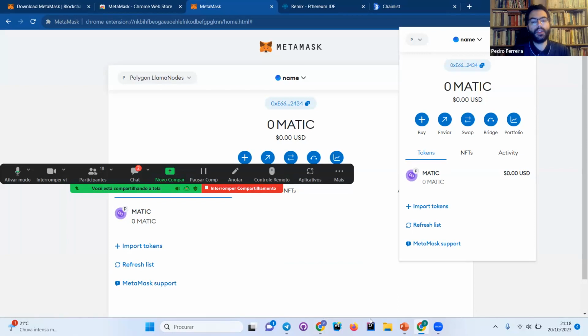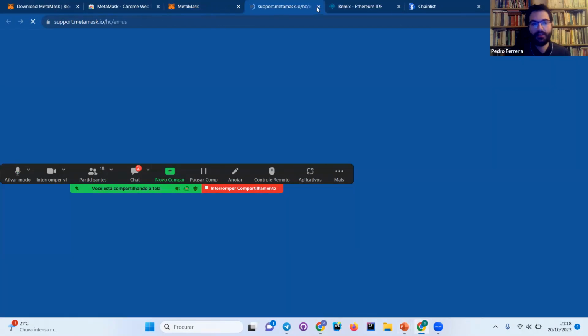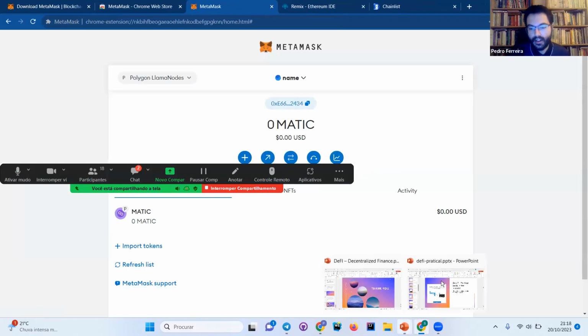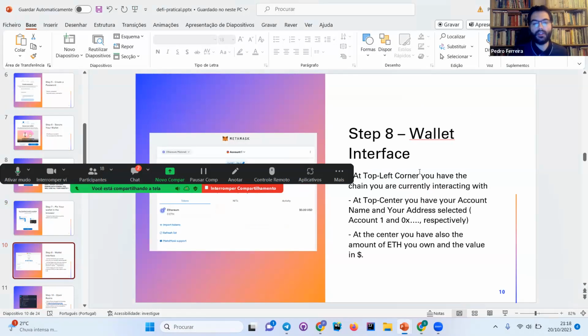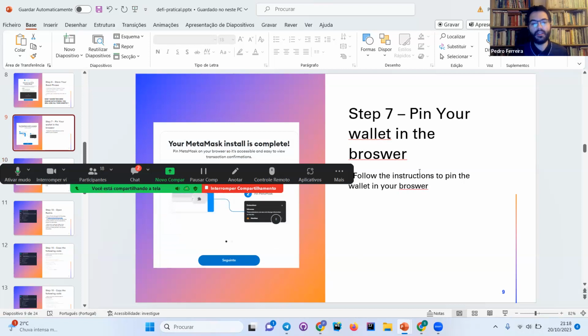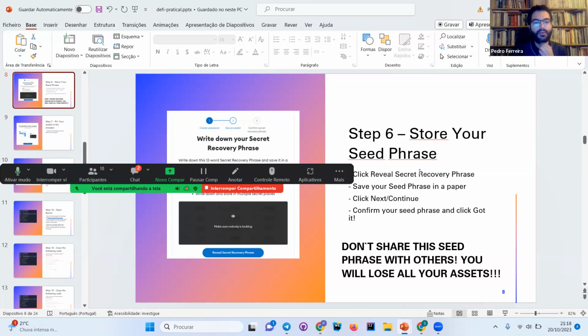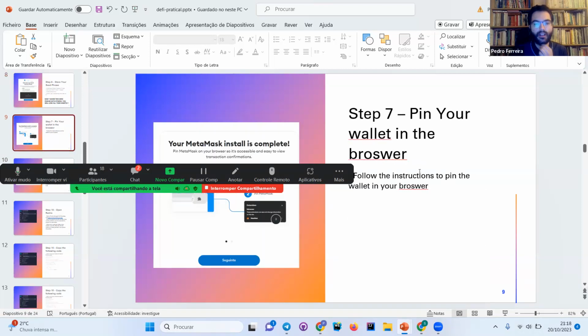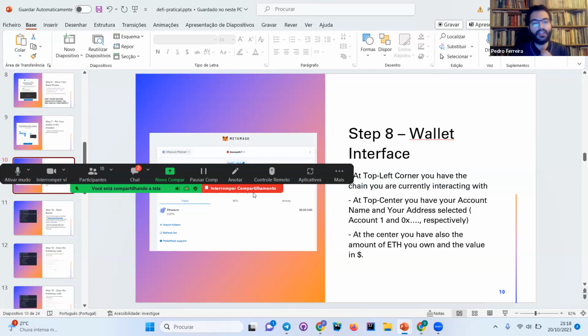After you complete all this process from MetaMask, it's pretty straightforward. Just follow the steps that are showing you. Pin your wallet in the browser, and this will show up. In the end, this interface will show up.